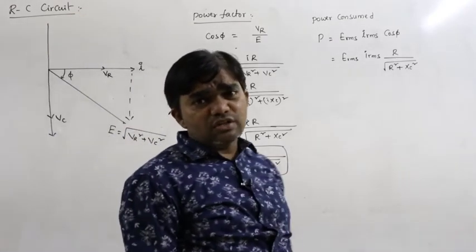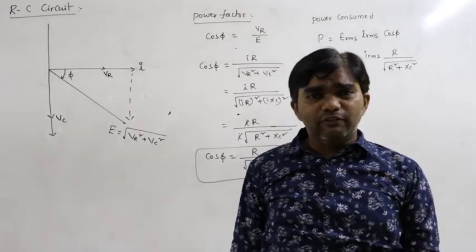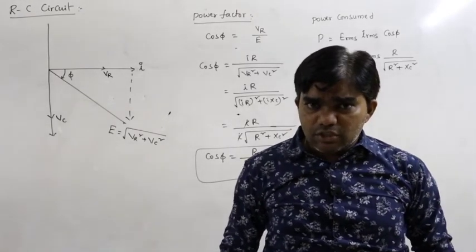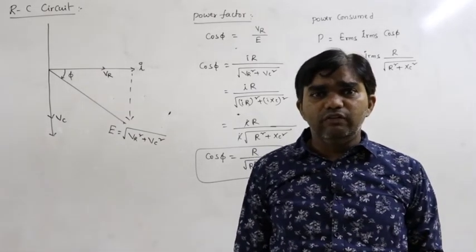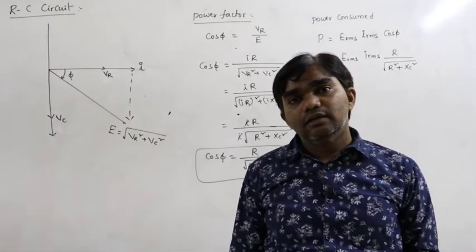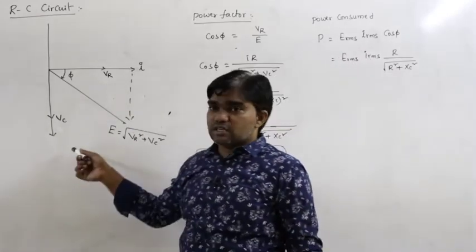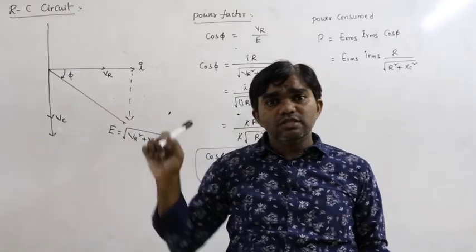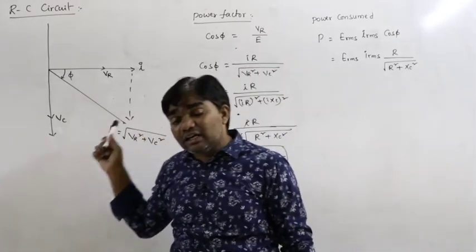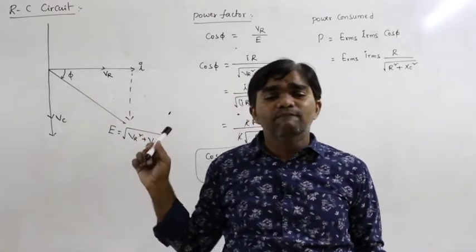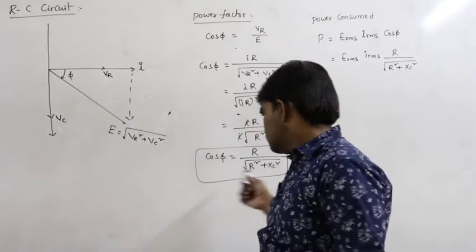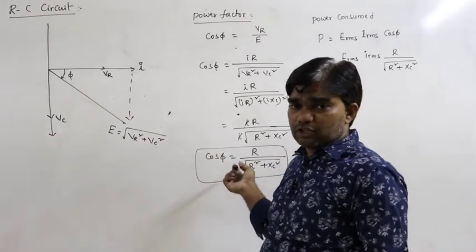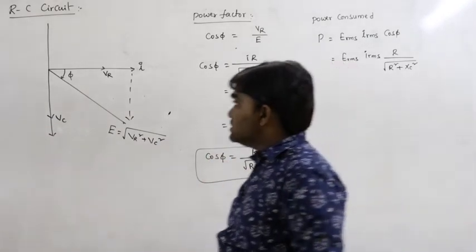In series combination, net potential is equal to the sum of individual potentials. But these are phasors, not scalar quantities. Potential is a scalar quantity, but it is the alternating potential. These are phasor quantities. So that's why this cos phi is equal to R by Z, the power factor, and the power consumed in this situation of the RC circuit.